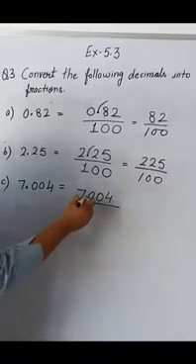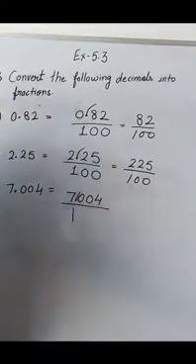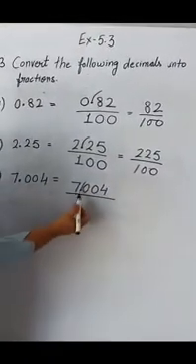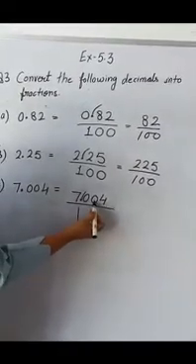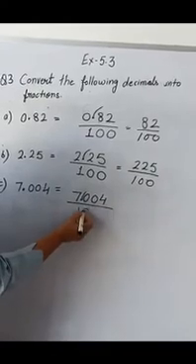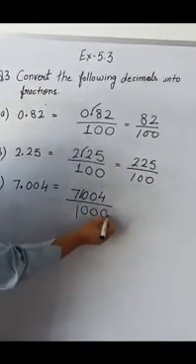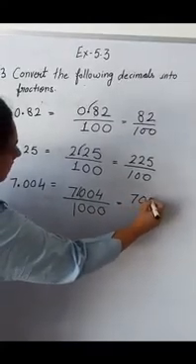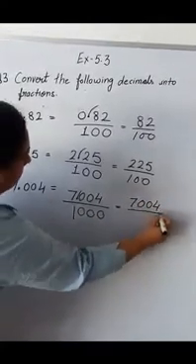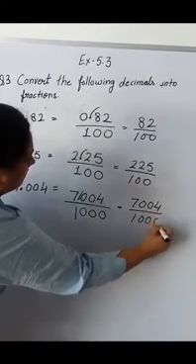Next is 7.004. We will remove the decimal and write 1 in the denominator. Then after the decimal, how many digits are there? 1, 2, 3. So we will write 3 zeros here. So it is 7004 by 1000.